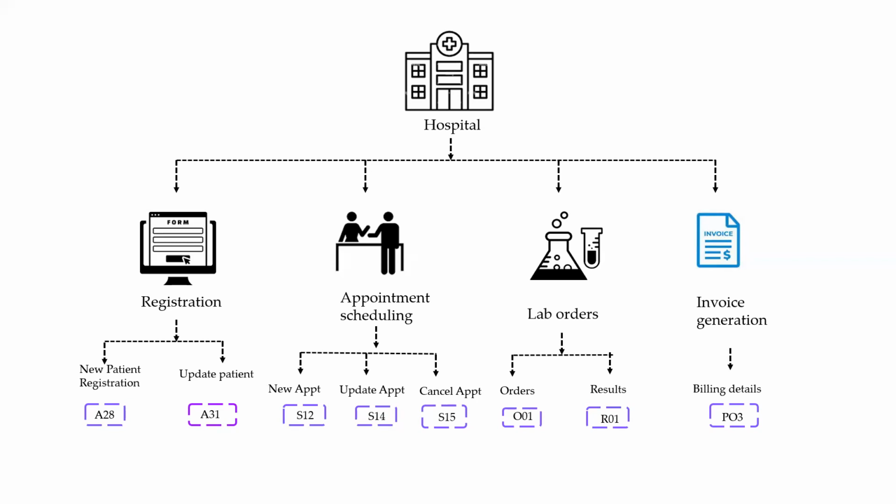And then you have orders and results. Orders and results cover a doctor placing an order and the lab resulting them. Orders are represented as O01 and results are represented with R01. And finally, you have billing, which is represented with the help of P03. So these are the series of events that we see in real time.